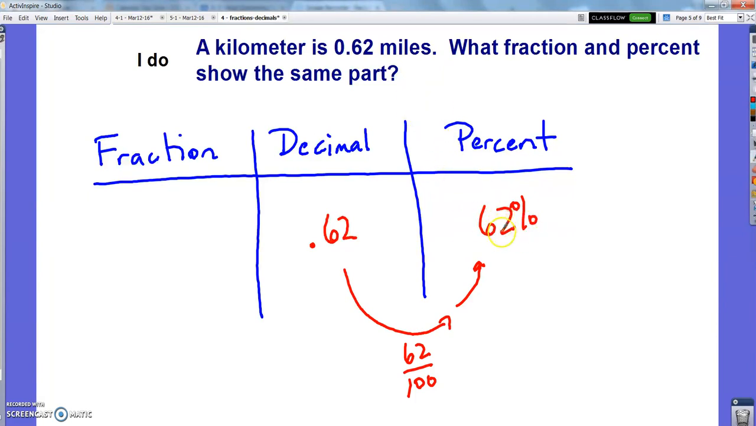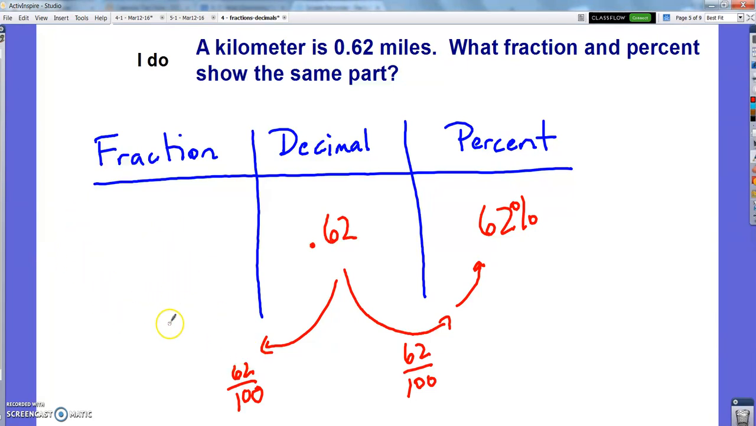It's 62% of a mile. 62 hundredths, 62%. And same thing here, I know that's 62 hundredths, that's a fraction. That's fine. It's 62 hundredths of a mile. I can also simplify that.